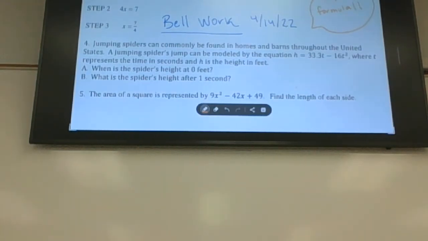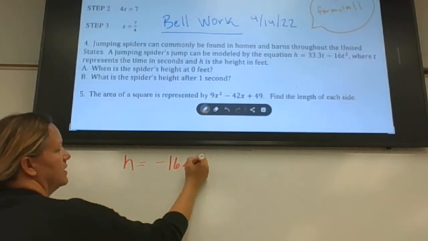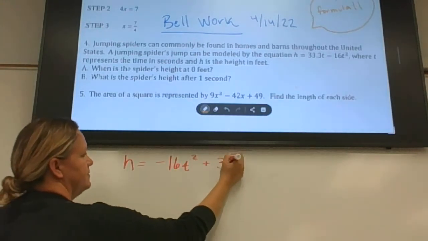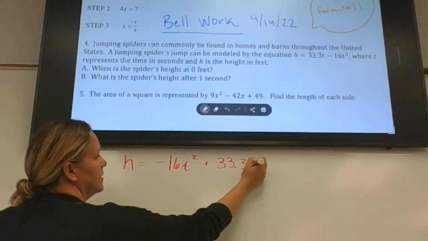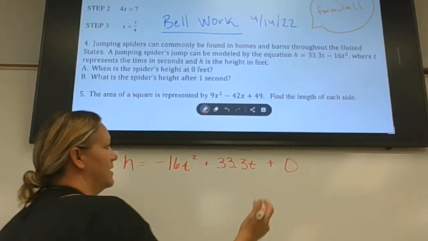Alright, so you guys, the jumping spider can be found in homes and barns throughout the United States. Sometimes the bathroom. The jumping spider's jump can be modeled by this equation where T represents the time in seconds and H is the height in feet. I don't love the equation the way it's given. I'd rather see it like this. Hey, I might even put it at the end. I might.